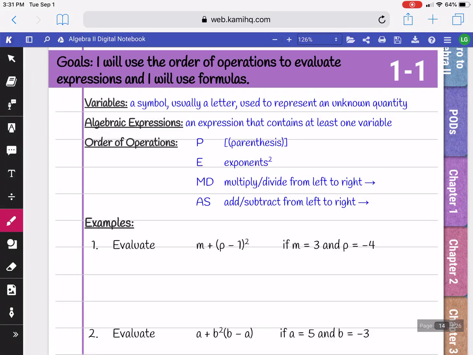Hi, so today we're going to be learning topic 1.1. The goals are to use the order of operations to evaluate expressions and to also use formulas. We're going to begin with some vocabulary.